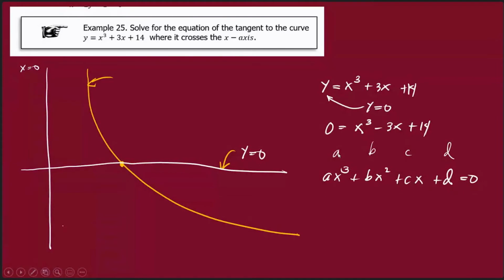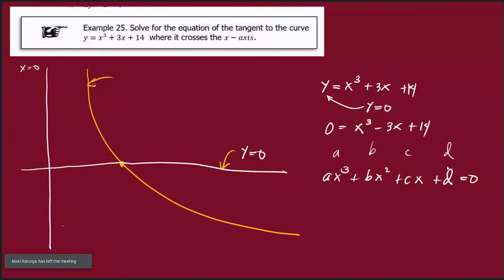So that means your A is the numerical coefficient of the third degree term. Okay? The third degree term. B is the numerical coefficient of the second degree term. C is the numerical coefficient of the first degree term. And D is the numerical coefficient of the x raised to 0, or that is the constant.